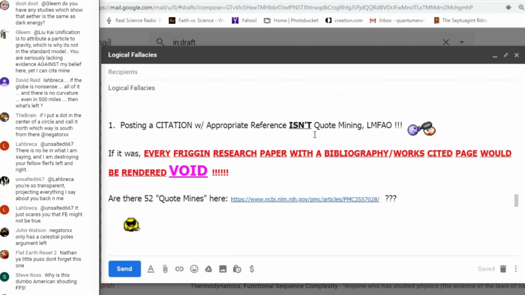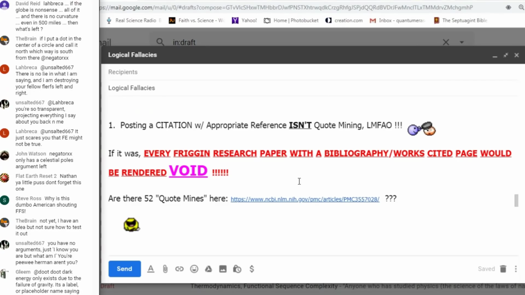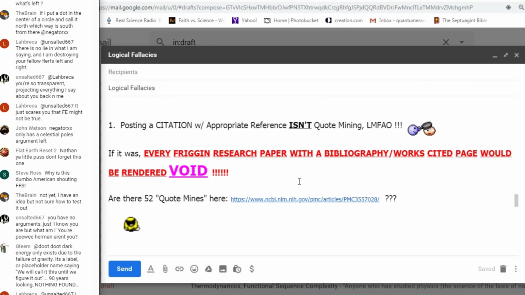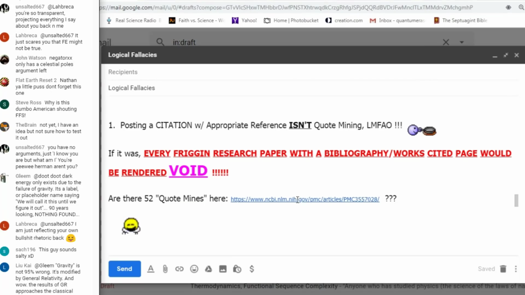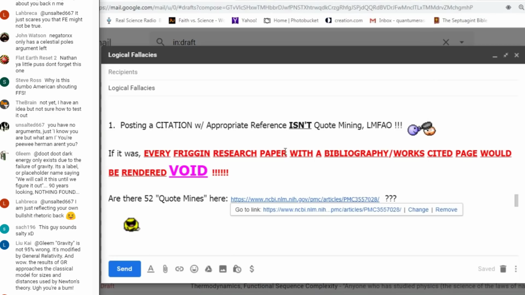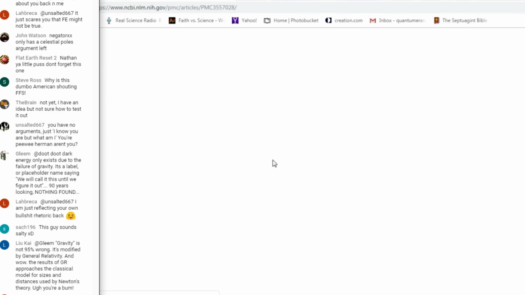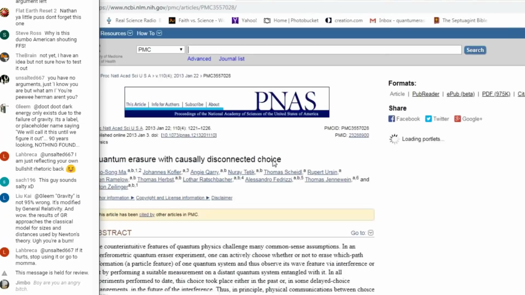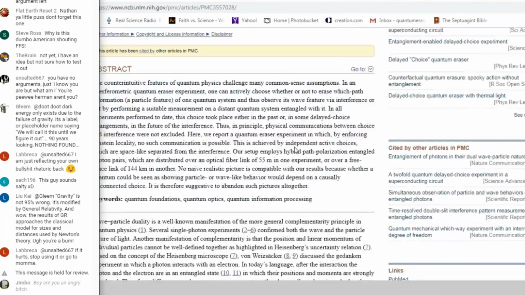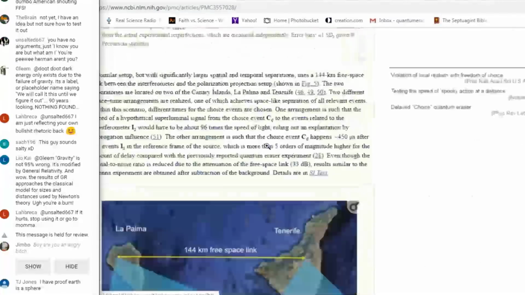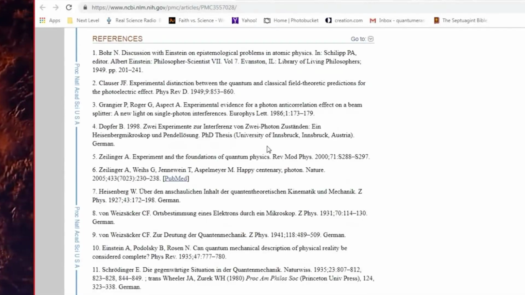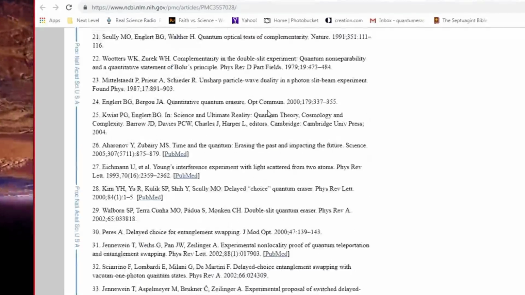So let me start off. Posting a citation with appropriate reference isn't quote mining. If it was, every frigging research paper with a bibliography or works cited page would be rendered void. Dumbasses. Let's pull one up. Are there 52 quote mines in this? This is quantum erasure with the causally disconnected choice from PNAS, right? Let's go down here, usually at the end, in the works cited, references, or bibliography page. How many quote mines? Oh my God.